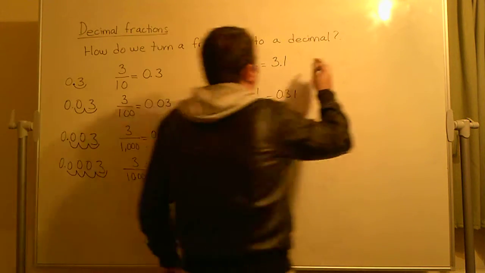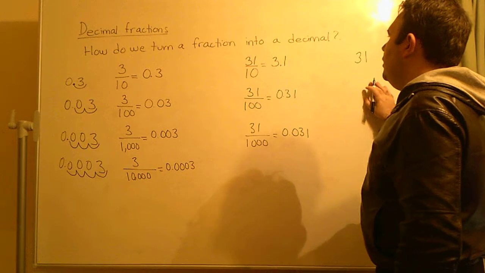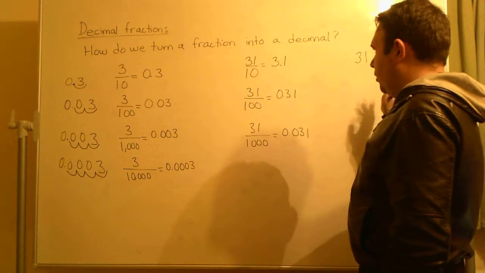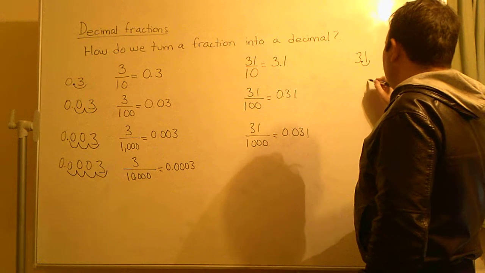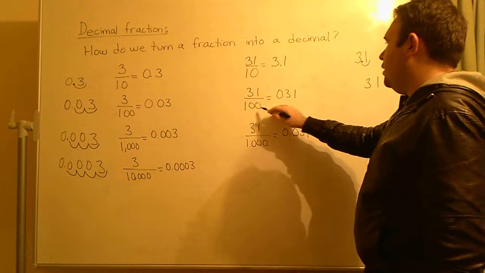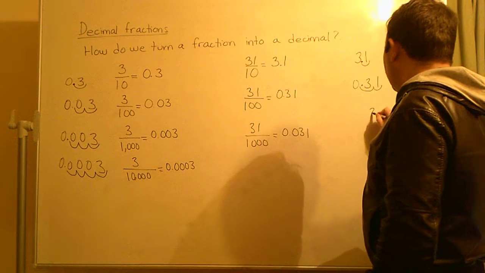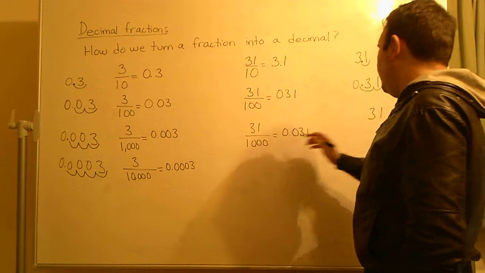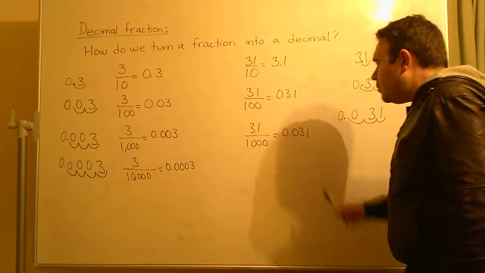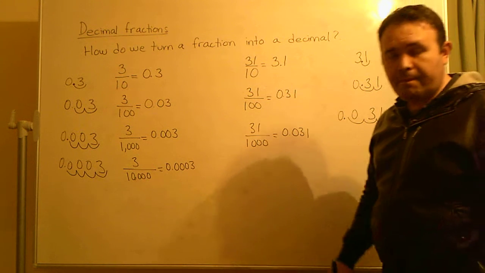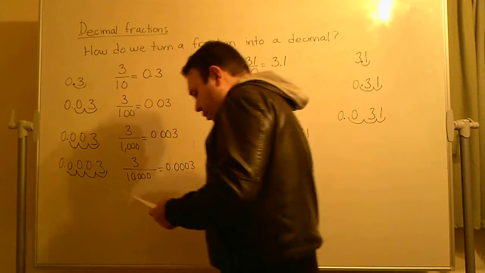With this one we start with 31 and how many places do we need to move the decimal point to the left? That will be 1. With this one 31, how many places? 2, yeah, 1, 2. With this one 31 again, how many places? 3, 1, 2, 3. Okay, let's carry on with more examples.